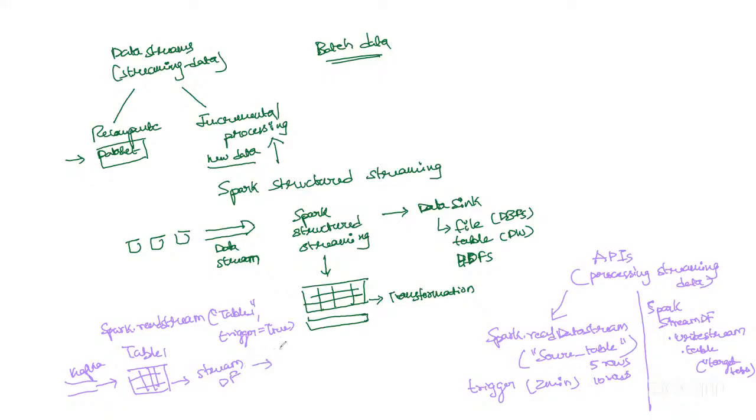Now table 2, which you can also call as sink at this point of time. Here what you will do, stream df, because now all the latest data with the latest updates to the table is written into your data frame, which is called stream data frame. Dot write stream, and then dot table 2.